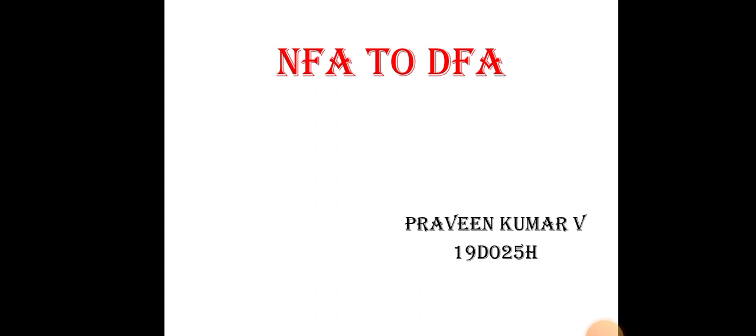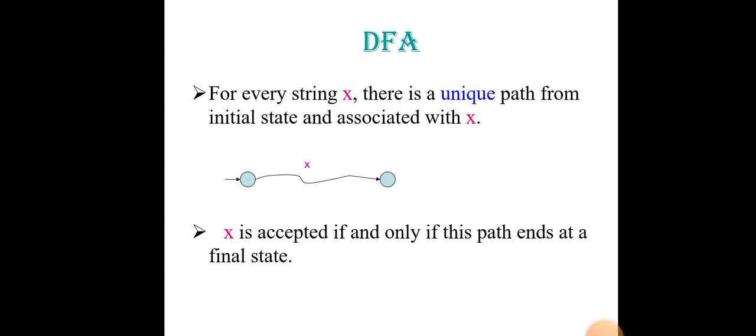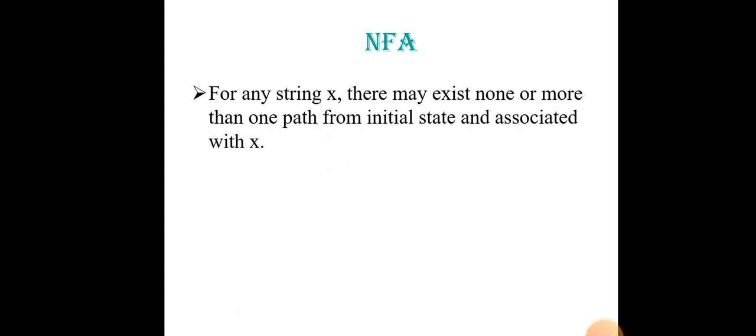NFA means it can have more than one transition, whereas in DFA it has only one transition, that is Q0 to Q1, that is the end state. So let's see what is DFA. For every string x, there is a unique path from the initial state associated with x, and x is accepted if and only if the path ends in a final state. Take that example: it starts from q0, that is the start, and it ends with q1, that is called the final state, and it carries x as the value from q0 to q1.